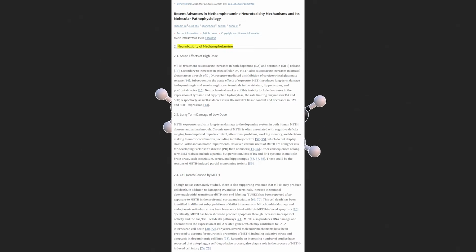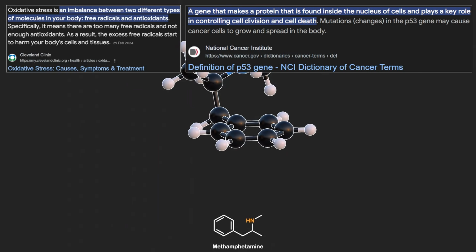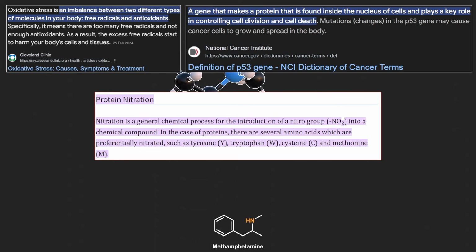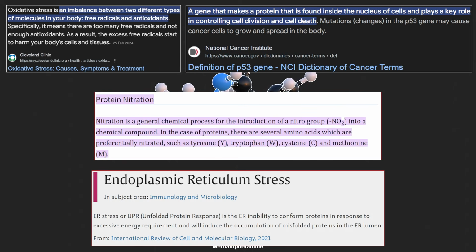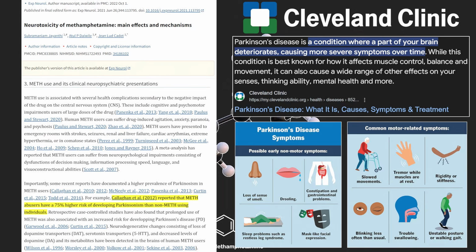Methamphetamine is directly neurotoxic to dopaminergic neurons. Processes that contribute to this neurotoxicity include oxidative stress, p53 activation, protein nitration, and endoplasmic reticulum stress. In addition, it has also been found that high dosages of meth can be neurotoxic to serotonergic neurons and is also associated with a higher risk of Parkinson's disease.